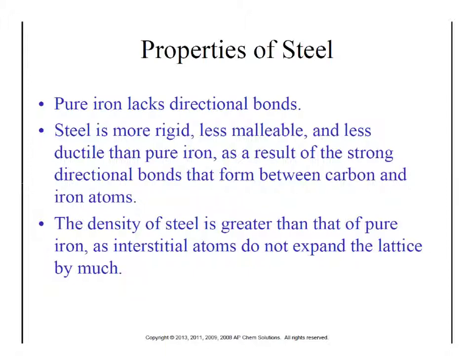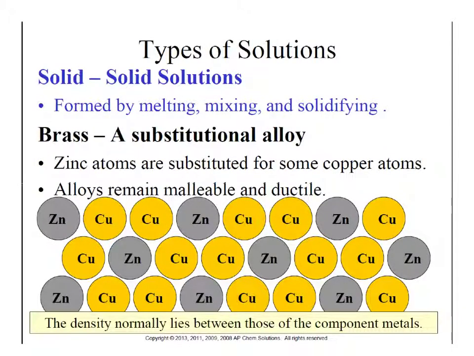And since those carbon atoms just fill in the gaps that were already in the iron, it doesn't actually change the volume of the iron. So as a result, it winds up being much, much denser because we're adding more mass in the same amount of volume. And then there's also substitutional alloys.